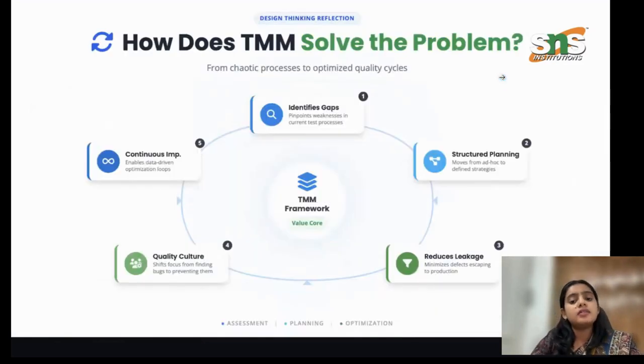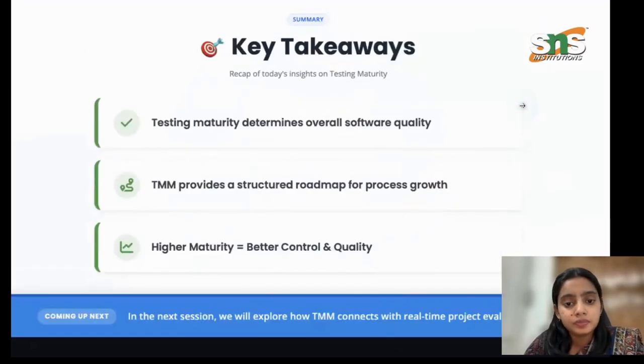So, how does TMM solve the problem? How does it actually help? First, it identifies the gap. Second, it brings structured planning. Third, it reduces defect leakage. Fourth, it builds a quality culture. Finally, it enables continuous improvement. TMM moves organizations from chaotic testing to optimized quality cycles.